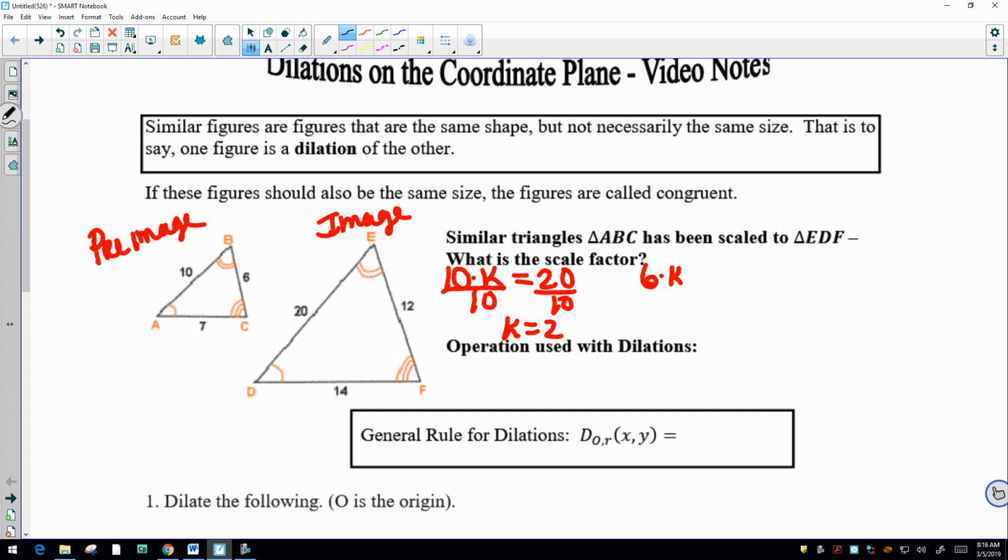So if I did the same thing for 6, that corresponding side is 12. And again, I could see there k would be 2. And I could do it again for my last side, 7, and that corresponding side is 14. And again, I can see my scale factor is 2. So the operation that we use with dilations is always going to be multiplication.